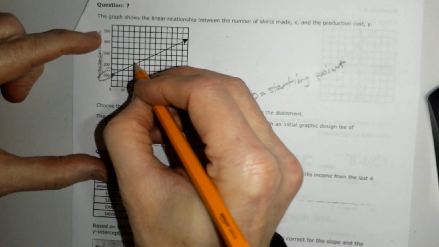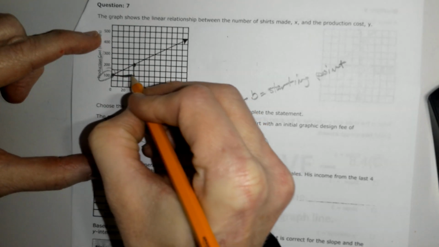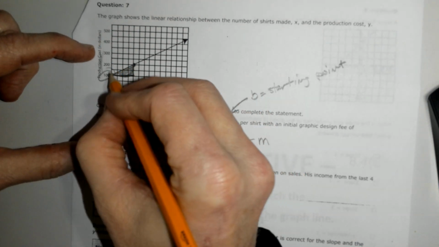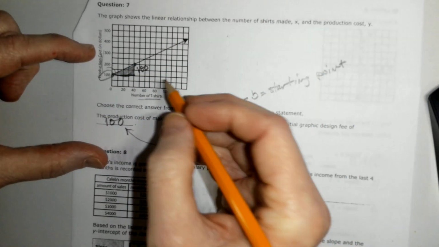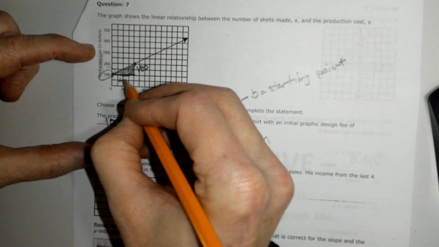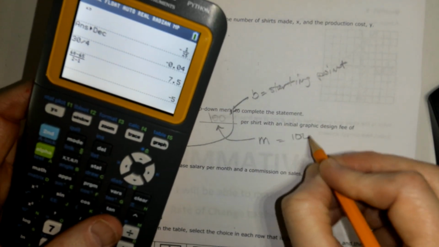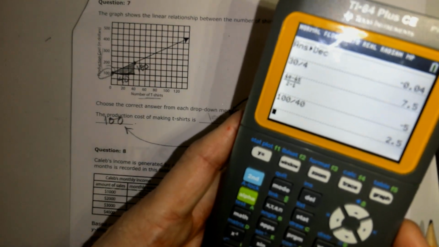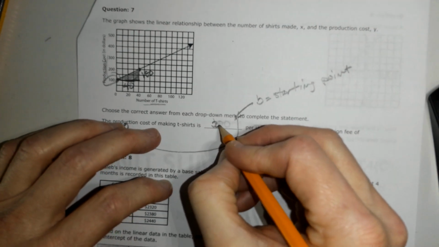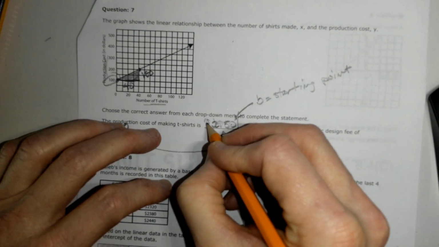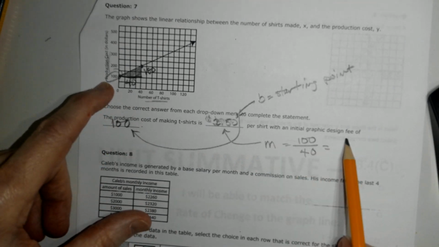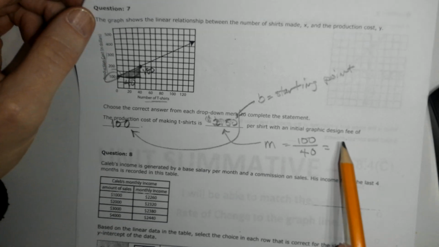I see I've got a graph, so I can create my rise over my run, create a right triangle. My rise is from 100 to 200, that's 100, and my run appears to be 40. Go in your calculator, 100 divided by 40 is going to give me my price per shirt. 2.5 or $2.50 per shirt, plus an origination fee of $100. Let's look at number 8.